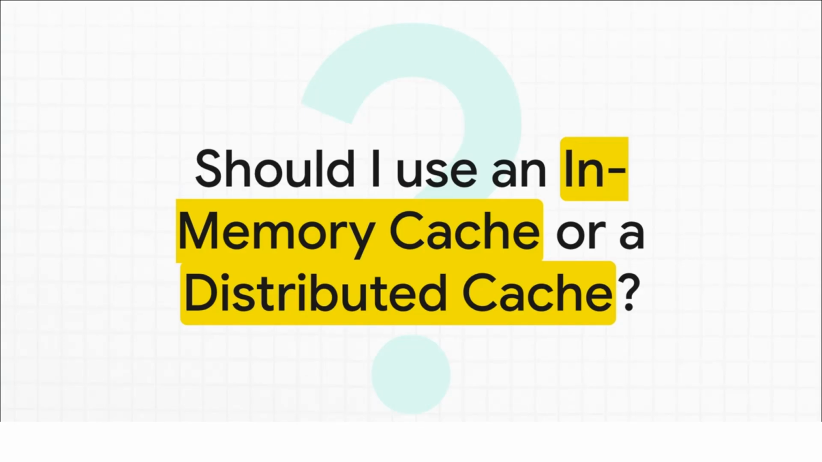And here it is, the big question. Should I use an in-memory cache or a distributed cache? I mean, should this fast shortcut live right inside the app itself in its own memory? Or should it be a separate shared resource that all parts of the system can access? Both ways have some serious pros, and that, my friends, is the dilemma.